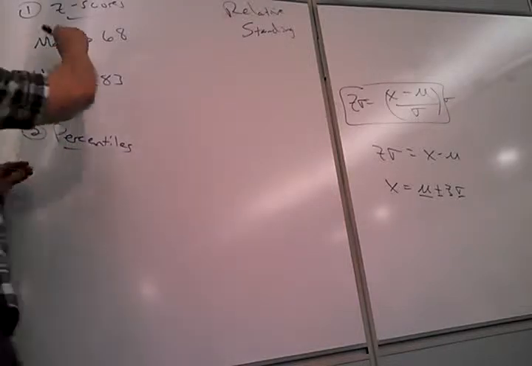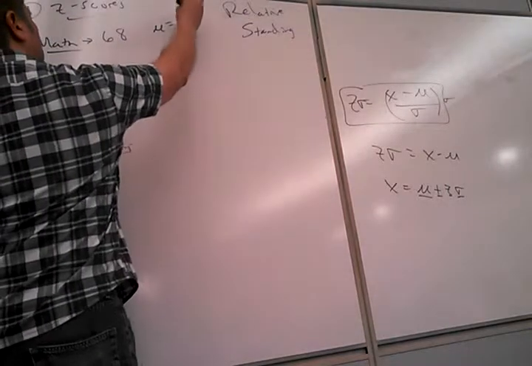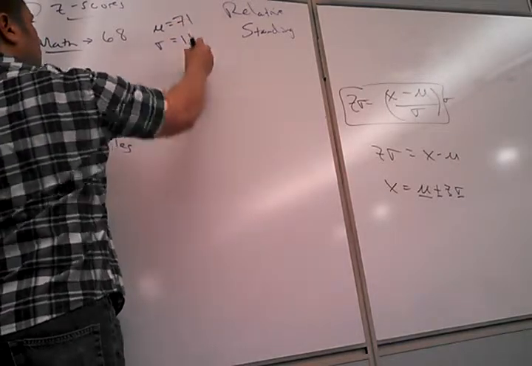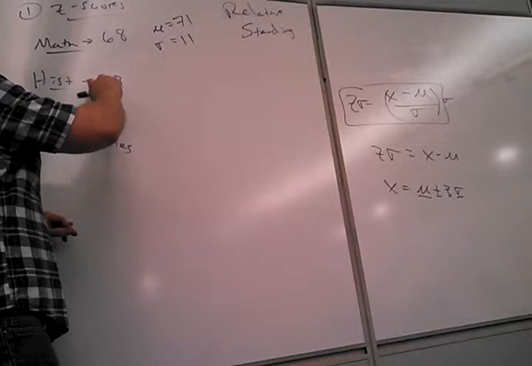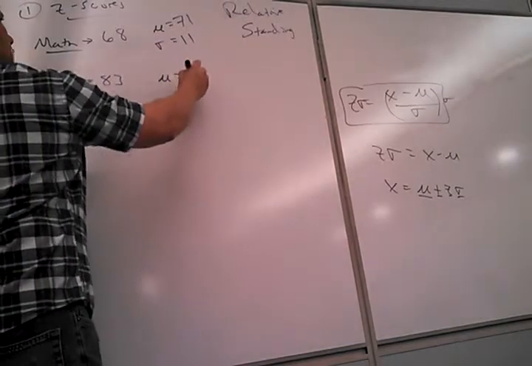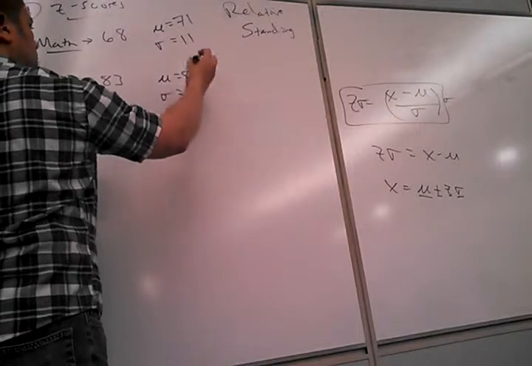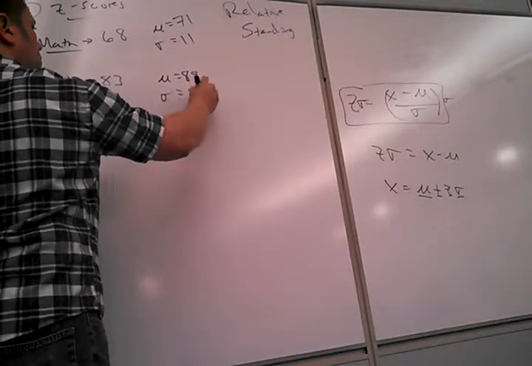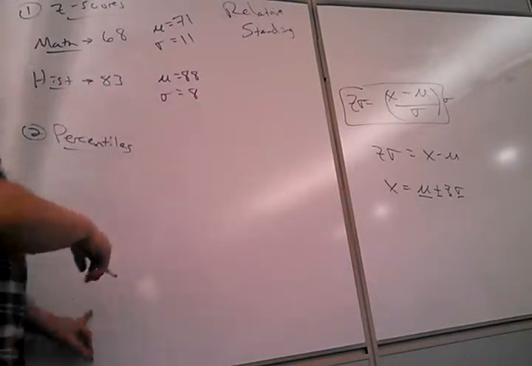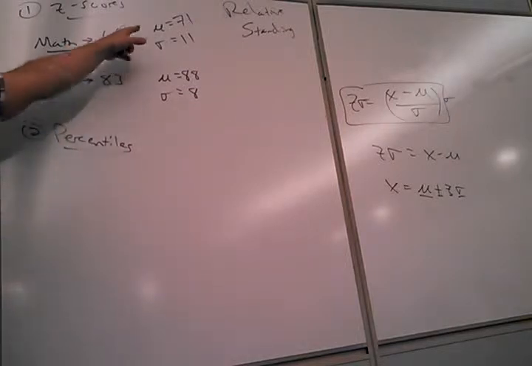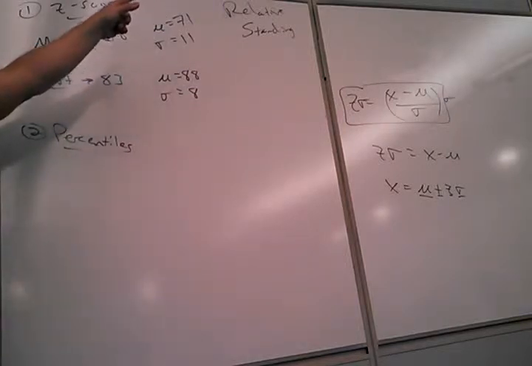What if on the math test, the mean was 71, and the standard deviation was 11? Whereas on the history test, the mean was 88, and the standard deviation was, let's just make it 8. Sounds fine. Bunch of 8s. So now they're both below the average, but this is not very much below the average. You kind of with me?